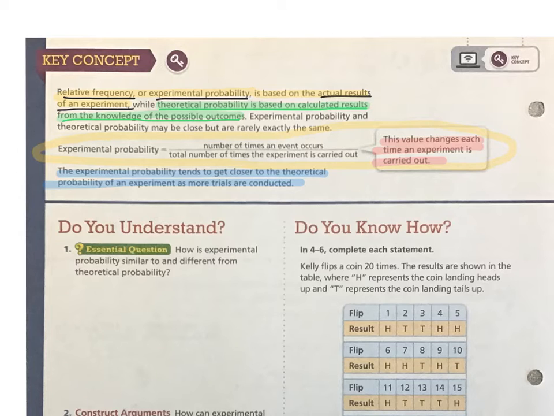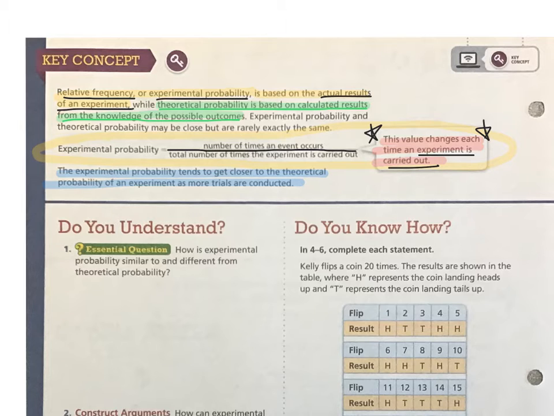So to find your experimental probability, you need to divide the number of times an event occurs by the total number of times that the experiment is carried out. And keep in mind that this value will change every time you conduct that experiment. So if you flip a coin 10 times, then the total number of times the experiment is carried out is 10. If you flipped a coin 25 times, then the bottom number of your ratio changes to 25. And every time you carry out that experiment, you change the total number of times for that experiment. And the number of times the event occurs will also change as well.